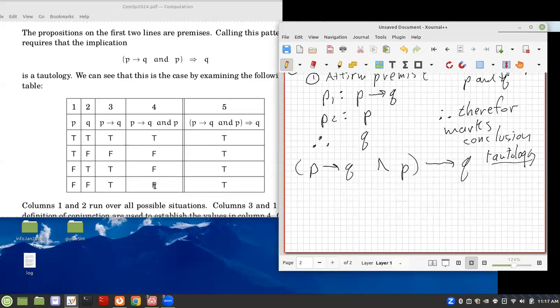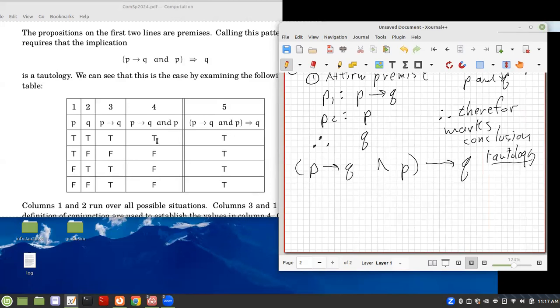Now, the only row that is relevant to whether the rule of inference is valid is the first row, because that's the only row in which all the premises are true. If there were any row in which all the premises are true but the conclusion is false, then the premises wouldn't guarantee the truth of the conclusion, and it wouldn't be a valid rule of inference.